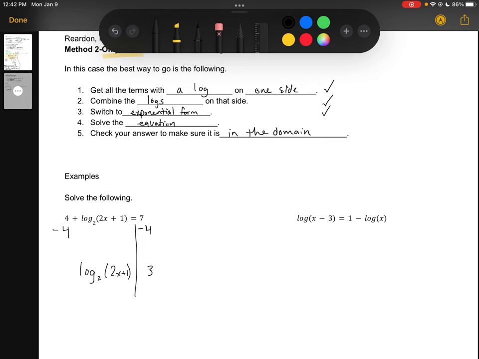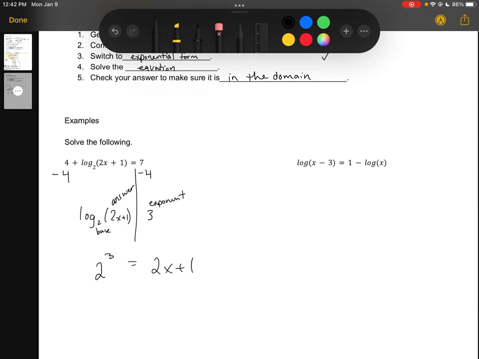So step 2 is good. Step 3, switch to exponential form. Okay, so we have our base, which is 2, our exponent, which is 3, and our answer, which is 2x plus 1. So here, 2 to the 3rd power is 8. 2x plus 1 is left over, and then we can just continue to solve from here.